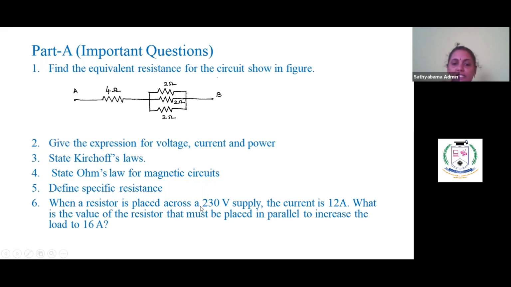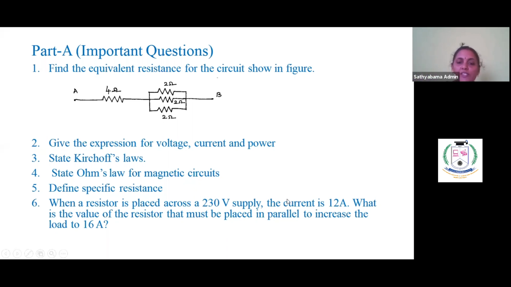When a resistor is placed across a 230 volt supply, the current is 12 amps. What is the value of the resistor that must be placed in parallel to increase the load to 16 amps? Now see here, a resistor is placed across a voltage supply of 230 volts. The current flowing is 12 amps. Now you are going to put one more resistor in parallel to increase the load to 16 amps. Now you have to find the value of the resistor to be put. So first take V is equal to I into R. Find out the resistance value.